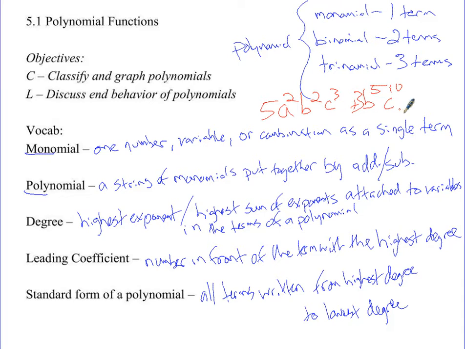Is this written in standard form? No, because this degree is higher than this degree. So if I was writing it in standard form, this term would have to move to here. Okay? Highest degree to lowest degree. Make sense?